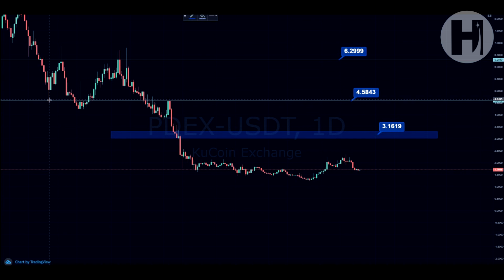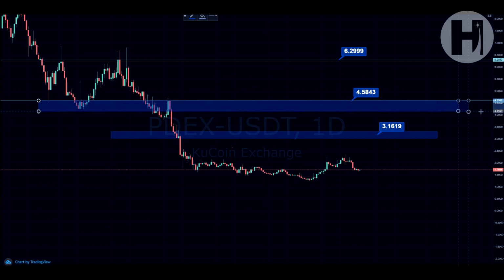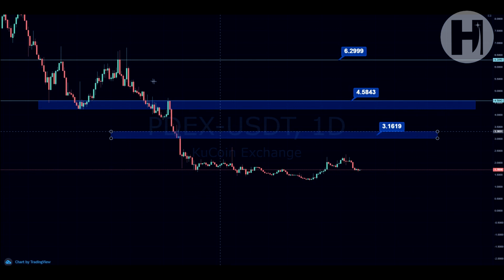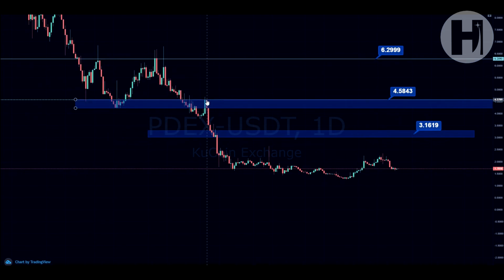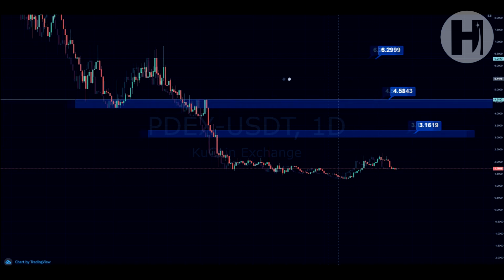And I do think we could even make this into a little zone here, because this would work a little bit better. So you can see you have the resistance here and you have the support here, and you even wicked off of this area in here as well. Okay, so you can see how important this area is for us to break.